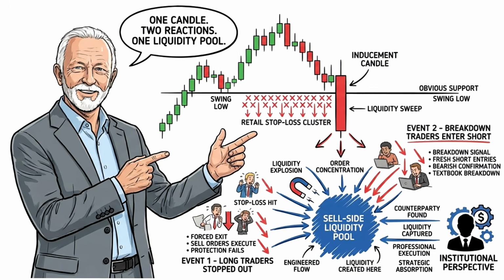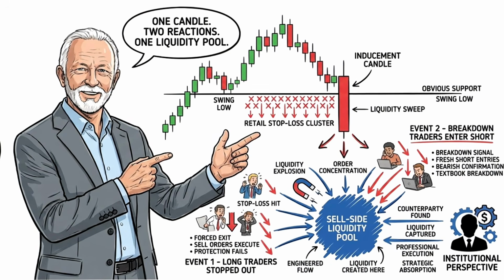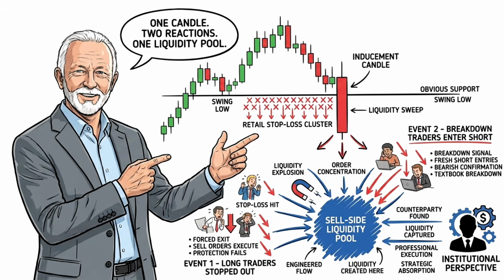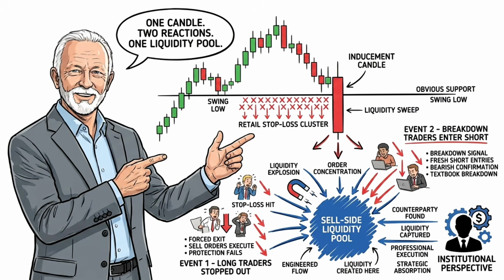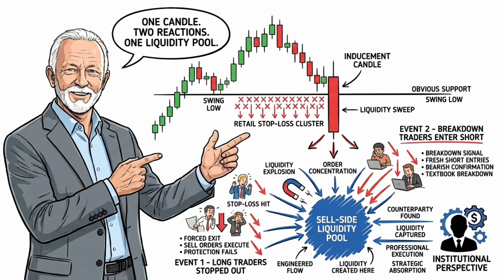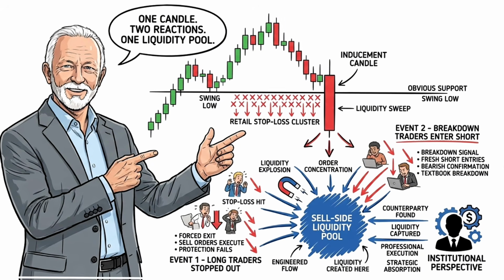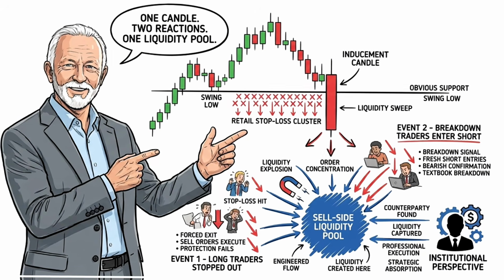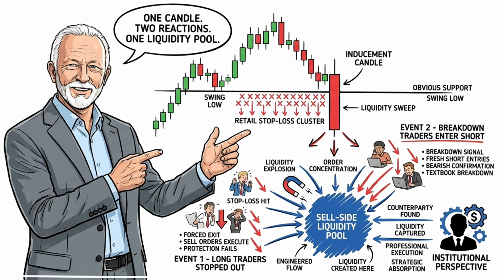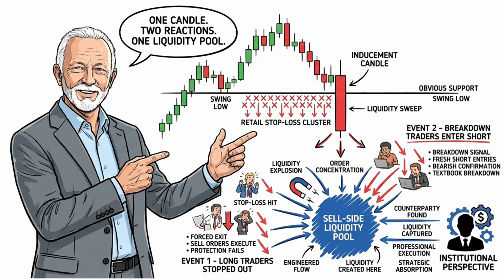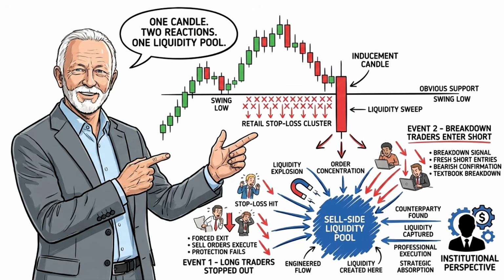Step 3. The inducement candle. Price moves toward that swing low, maybe even slightly breaks below it with one aggressive bearish candle. What does this trigger? Two things simultaneously. Retail long traders get stopped out, stop loss sell orders execute, and breakout short traders see a breakdown and enter short. Both groups just created a massive pool of sell orders at exactly that level.